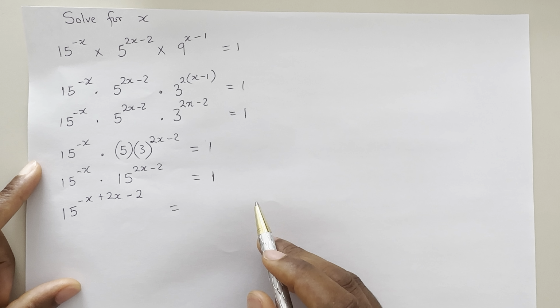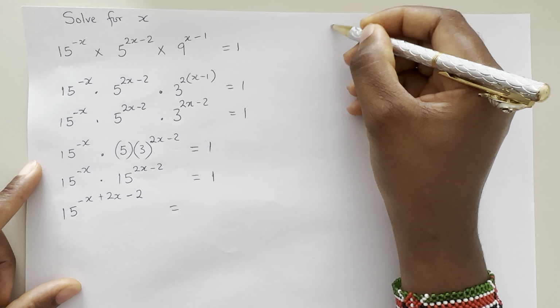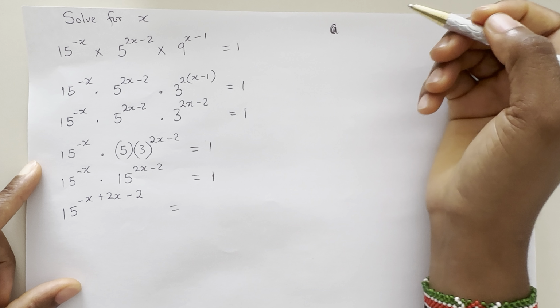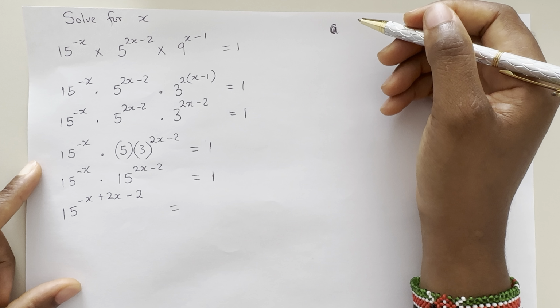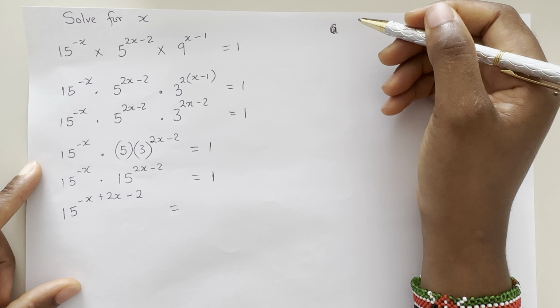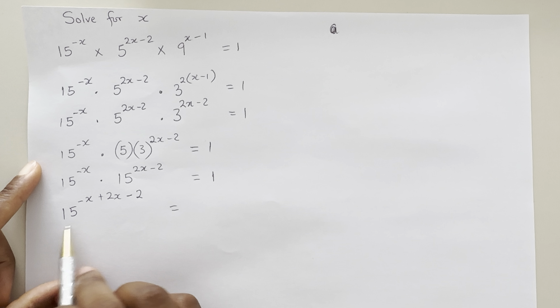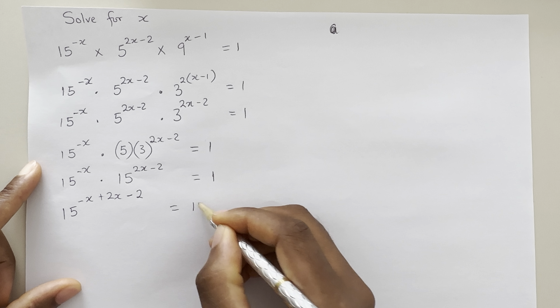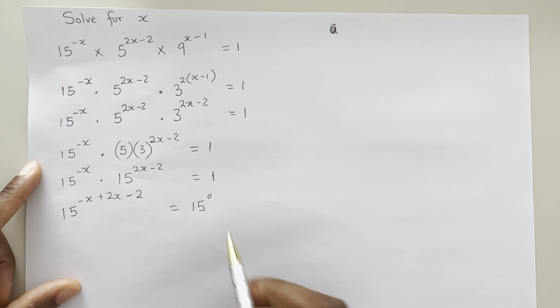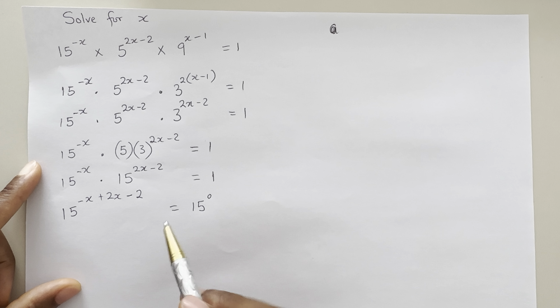All right, it's also good to remember that any number raised to the power of 0 is equal to 1. So since we have 15 here, we can simply say 15 to the power of 0, because 15 to the power of 0 still gives us 1.